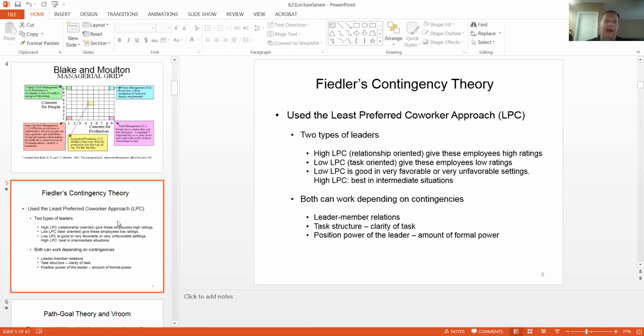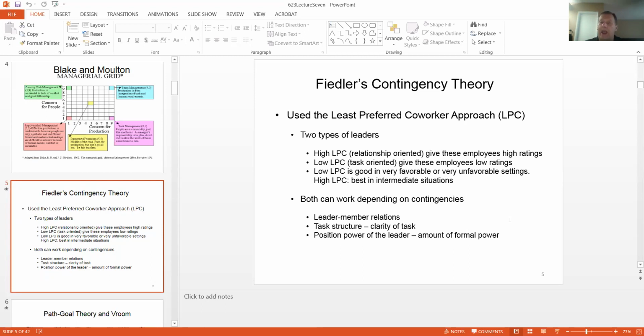Well, our favorite question in this class is then, well, so what? It's a fun theory, but how do we apply it? The so what is that, again, it will depend upon the situation you find yourself in. In some situations, low LPC leadership approaches tend to work well. In other situations, high LPC approaches work better. So for instance, a low LPC approach tends to be relatively good in very favorable and very unfavorable settings, so at the opposite ends of the spectrum. If things are really good in your organization, or if things are really bad in your organization, that tends to be where this more task and production oriented low LPC approach to leadership works well.